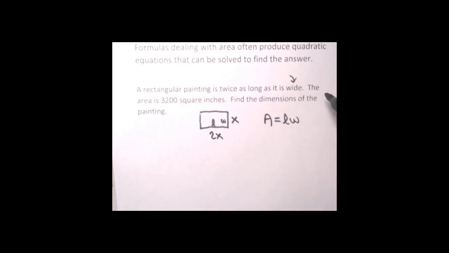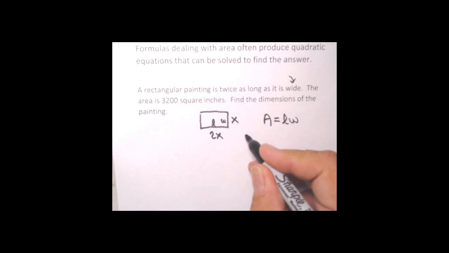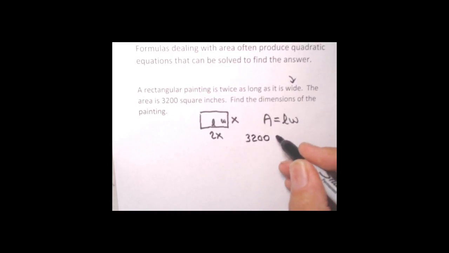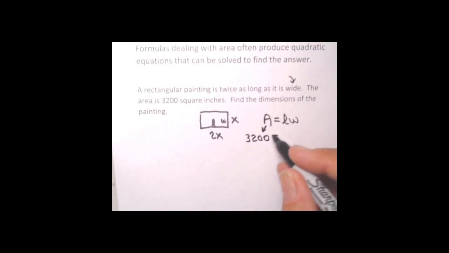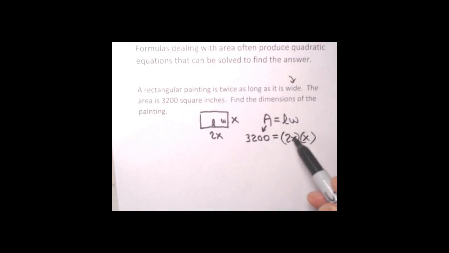Now, they tell us the area is 3,200 square inches. Well, we can start using this formula right here. Area equals 3,200. Remember that inches are units. That's what I'm putting in for the A. The L is going to be 2x. I'll put both of these in parentheses since they're multiplying each other. And the width is x. Okay, well, here we go. I've just substituted the information they gave us into our formula.